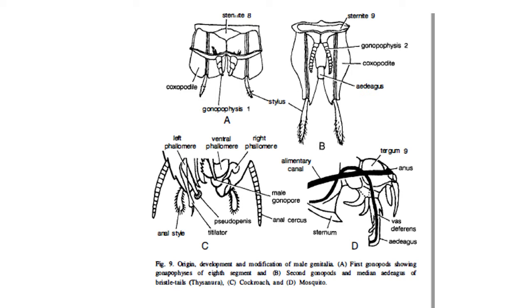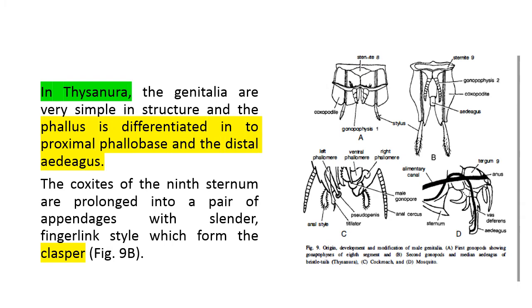In case of Thysanura, it has a bristle-like stylus. In case of Thysanura, we have aedeagus and gonapophysis 2. This is sternite number 9. This is sternite number 8, and it has gonapophysis number 1. Again, stylus is there, but this is in case of Thysanura, wingless insects. The C part is in case of cockroach, and D is in case of mosquito. So next I'm going to explain these figures one by one.